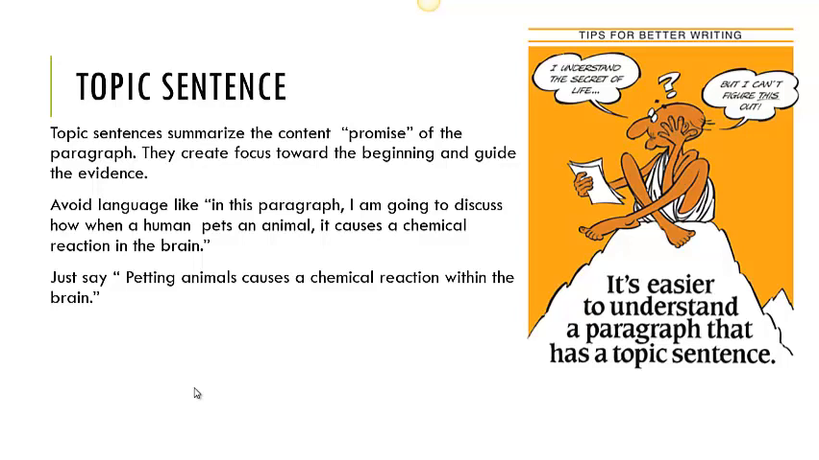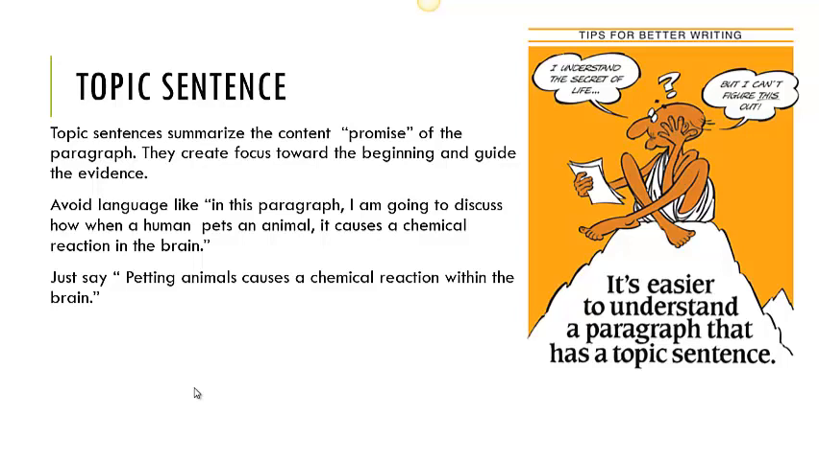In this paragraph, I'm going to discuss how when a human pets an animal, it causes a chemical reaction in the brain. Notice how wordy that sentence is. In a paper, we don't need to mention paragraphs or anything like that because the reader can already see what that is. So you want to aim for something less wordy that sets out to prove something. So say something like, petting animals causes a chemical reaction in the brain. That's a much superior topic sentence because it's clear and it sets out something to prove.